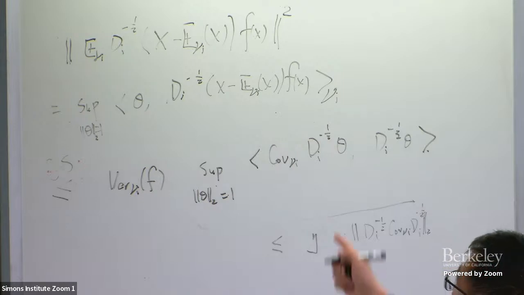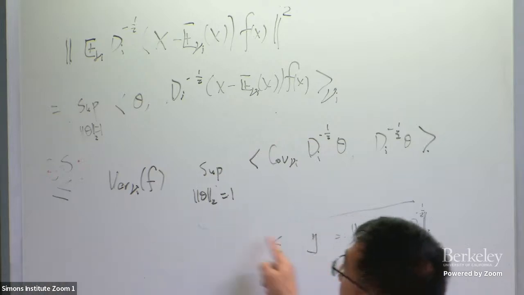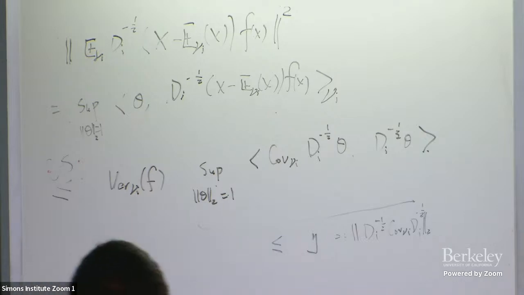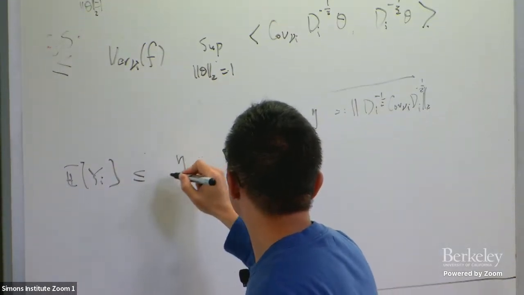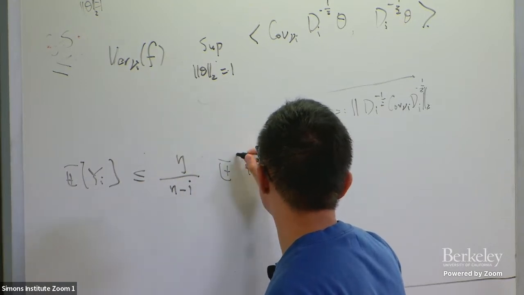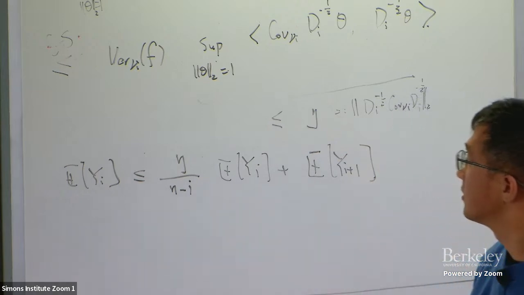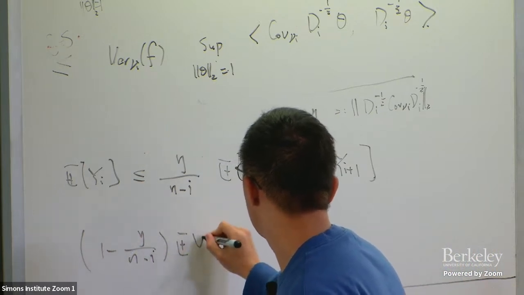And once you have this bound, you have bounded the (m_{i+1} - m_i)^2 terms using some eta times the variance of f_i, and then you take an expectation on both sides. You get something like the expectation of the variance of f_i is less than eta divided by n minus i times the expectation of the variance of f after y_i plus the expectation of y_i plus 1. So then you get exactly this: 1 minus eta over n minus i, times the expectation of y_i.